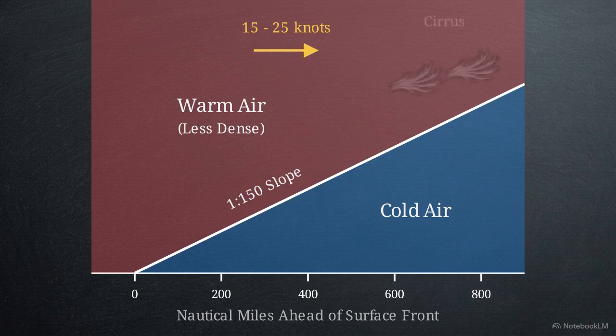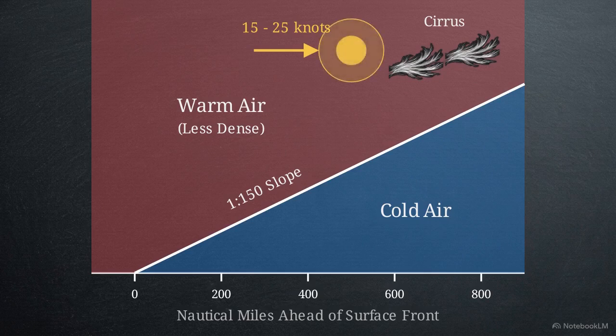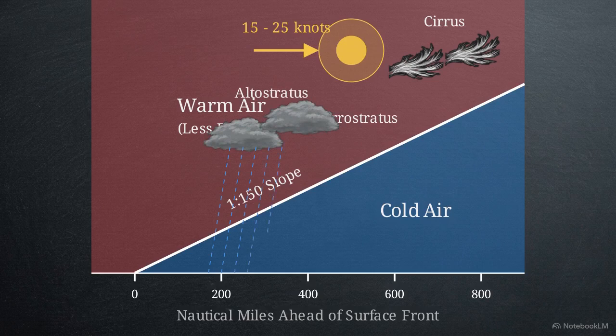At the highest edge of that shallow slope, roughly 600 to 800 nautical miles ahead of the surface front, high, thin, wispy cirrus clouds form as your first early indicator. Between 400 and 600 nautical miles, the cloud deck thickens into cirrostratus, a thin white sheet that casts a distinct halo around the sun or moon. Dropping to the 200 to 400 mile mark, altostratus forms a thick gray sheet, and light precipitation begins to fall.